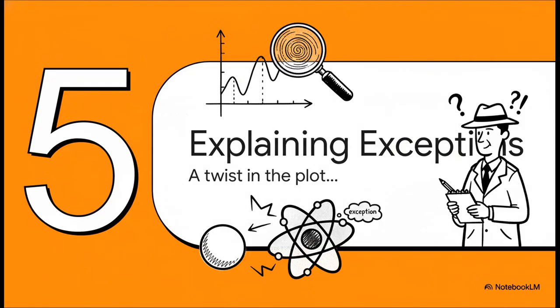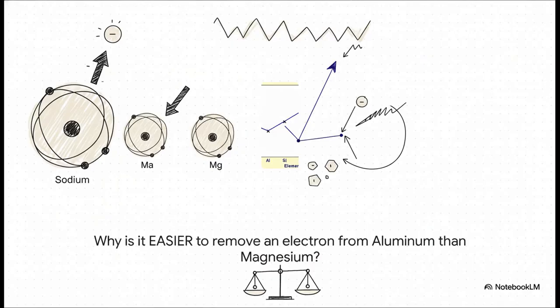But hold on. The best mysteries always have a twist, right? If you look really close at graph B, the ionization energy one, it's not a perfectly smooth line going up. There are these little blips, these dips in the line. And like any good detective knows, you can't just ignore the weird details. That's usually where the really interesting stuff is hiding. So why is it suddenly easier to remove an electron from aluminum than from magnesium?